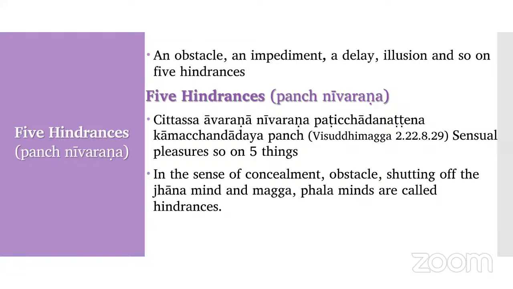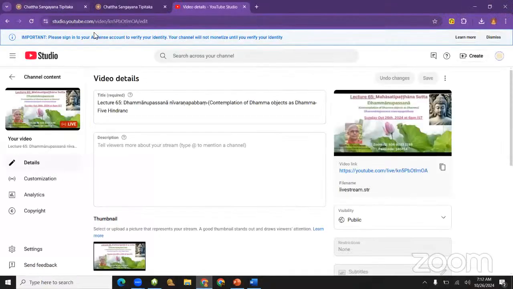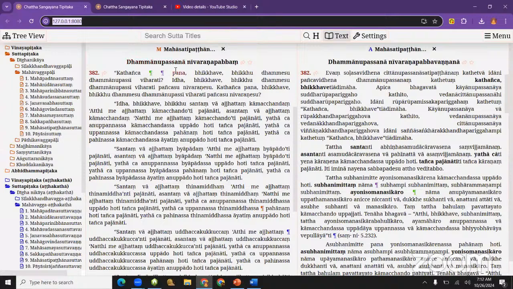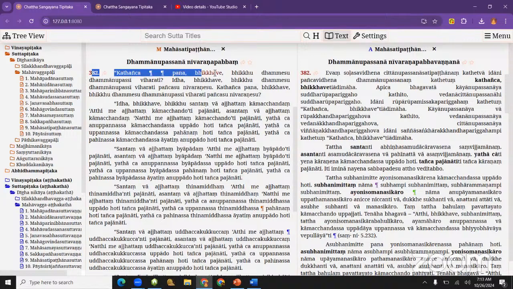So therefore, let's move to our Mahasatipatthana Sutta, and see how the Buddha gave the account in the case of this Dhammānupassanā nīvaraṇapabba. Now you can see on the left side the Desana Pali, the Pali canon text, and on the right side you have the Atthakatha, the commentary. Sometimes we need our Tika also. Okay, let's move to number 382. It says in this way: Katañca pana bhikkhave bhikkhu dhammesu dhammānupassī viharati.